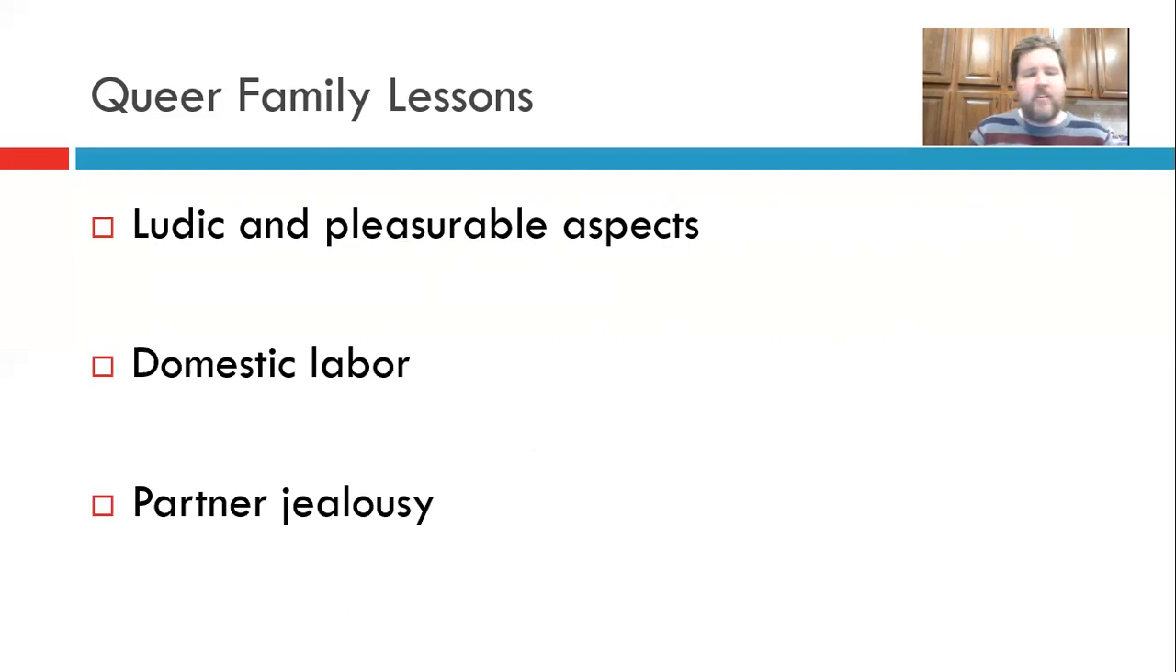And then partner jealousy is also less of an issue in queer families. In heteronormative families, a lot of times if one partner notices that another person is attractive outside of that couplehood, the other partner will get upset about that. But in queer relationships, a lot of times one partner will say, oh wow, they're cute. And the other person will be like, yeah, they really are. Yeah, they're hot, right? And so let's check them out together.